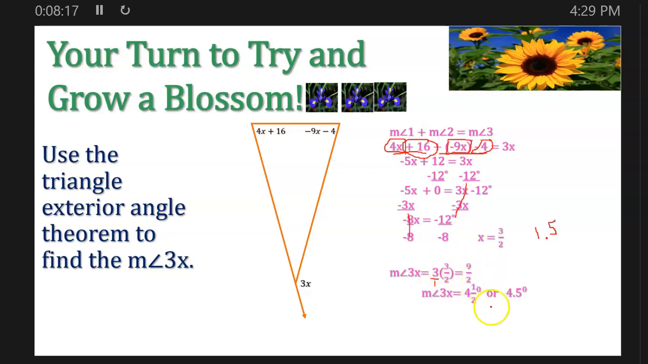Okay, that's where I got the 9/2. Now what I did was convert that into a mixed number by dividing. Remember, 9 divided by 2 is 4 with a 1 remainder. That 1 remainder goes over that existing denominator. And we end up with 4 and 1/2 degrees, or in decimal form, 4.5 degrees.